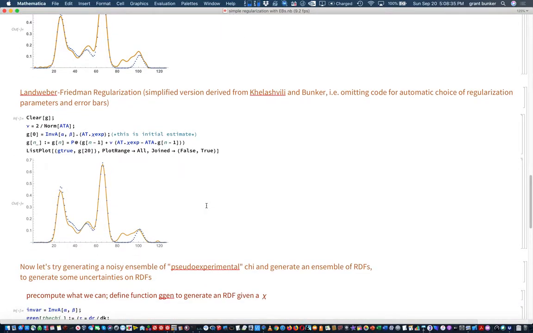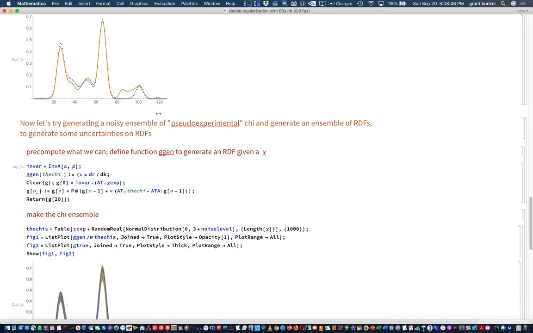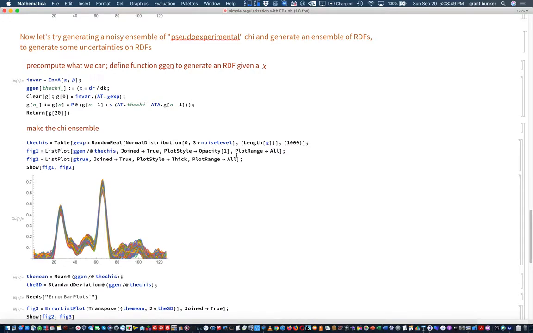Okay, but so you can say, here's a version that we had cooked up, particularly Gocha Kalashvili, using what's called Landweber-Friedman regularization, and you get some errors here. So the question is, how do you generate an error bar for this? Well, I wouldn't say this is a rigorous error bar, but what you can do is imagine generating a bunch of, in effect, fake data. If you know what your distribution of errors is in your data, then you can generate an ensemble of noisy chi drawn from that distribution of noise and errors, create a bunch of data, and then run those through this system. And this is what happens when you do that.